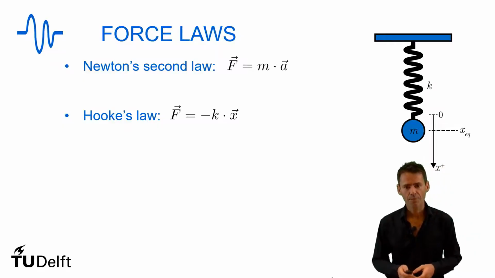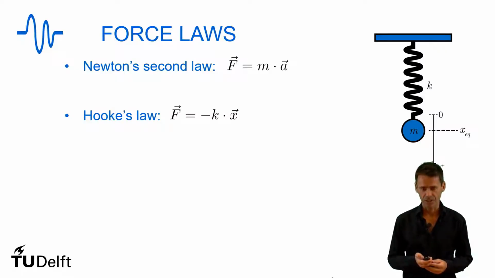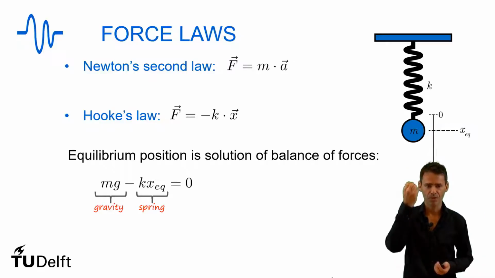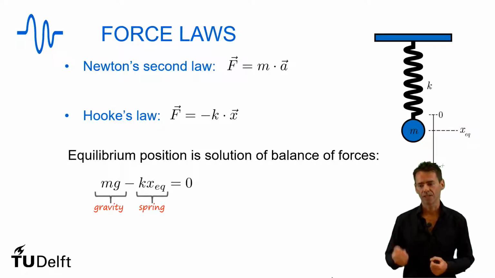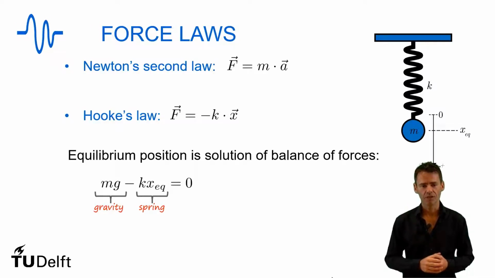Okay, so what happens now if you just hang this mass in gravity along this spring on this suspension? So we can now equilibrate the balance of forces. So on the one hand, we have the gravity pulling on the mass m with m times g as a force. And on the other hand, we have the spring force counteracting this force and pointing in the opposite direction with a force minus k times an unknown extension x equilibrium.